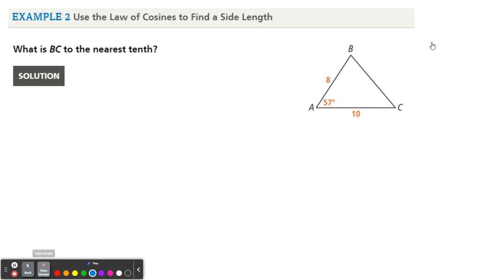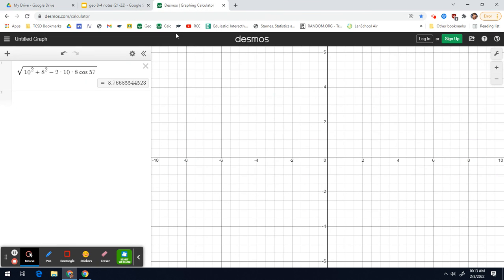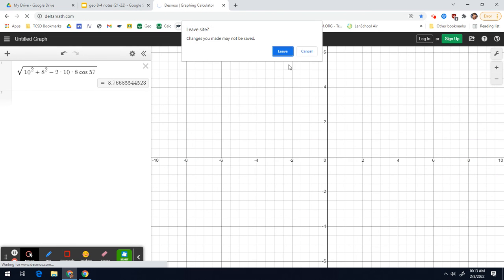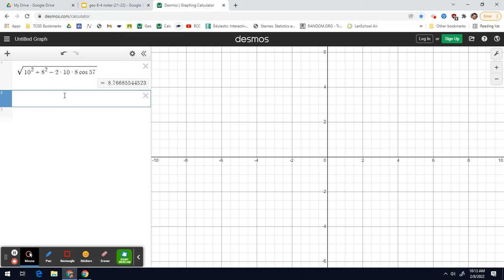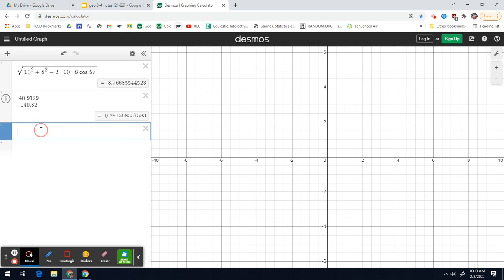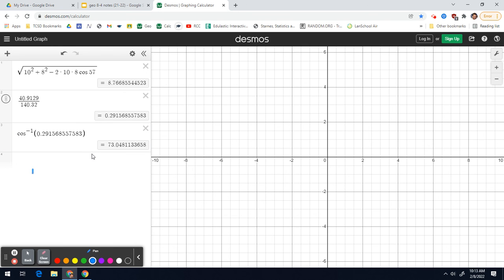Okay, so let's go to Desmos. So up here, I'm going to do 40.9129 divided by 140.32. And then I'm just going to copy and paste that. So then I'm going to do inverse cosine and I'm going to copy and paste this. Control C, Control V. There we go. And there's the angle measure I get, 73.0, and we'll go ahead and just call it 73. So now the measure of angle B is 73 degrees.